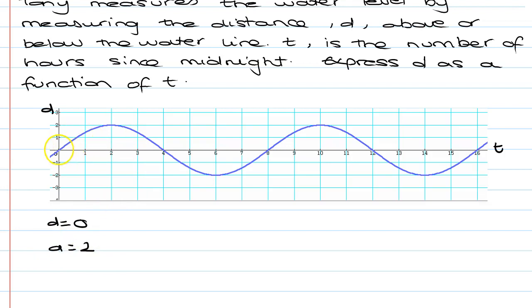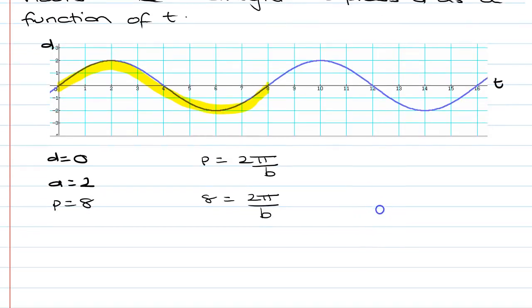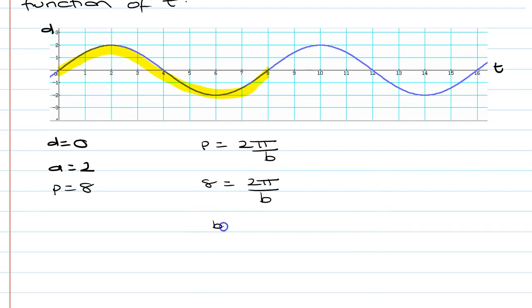Now we can also see, because it starts from the equilibrium line and goes up, it must be a sine graph. I'll highlight one cycle of sine, and we can see here that the period is 8. Because the period is 8, we need to use the formula P equals 2 pi over b. Don't forget we're in radians. So 8 equals 2 pi over b, and we solve that to find b. The b goes up there, the 8 goes down there, so it's 2 pi divided by 8. So the value of b is pi upon 4.